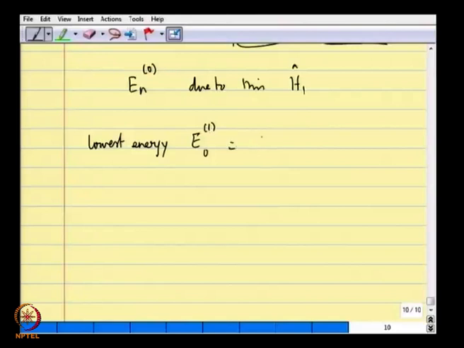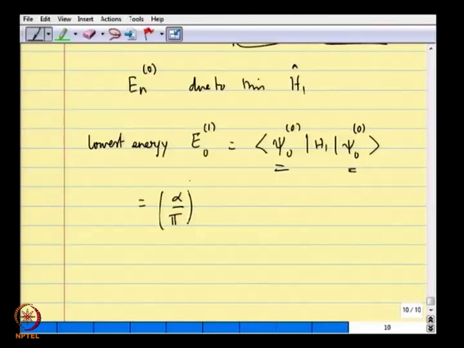It is given by psi 0 0, the eigenfunctions of the 0 order Hamiltonian H1, and in this case the integral is, you remember, alpha by pi to the 1 by 4, but we have the square. So it is alpha by pi to 1 by 2, and the integral, the harmonic oscillator coordinates, are all along the real axis from minus infinity to plus infinity.